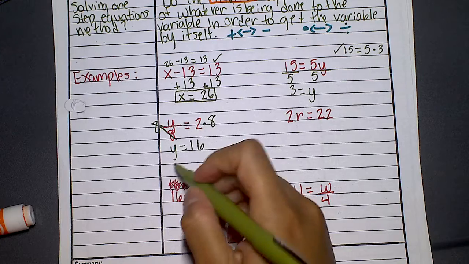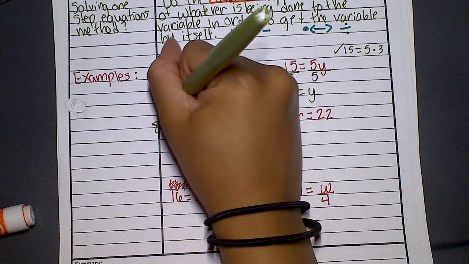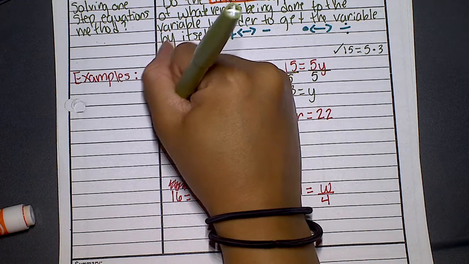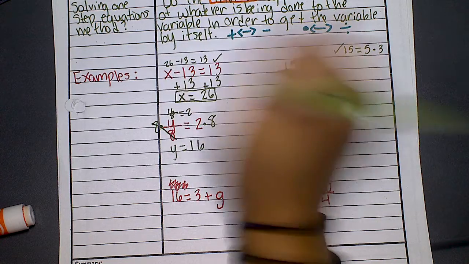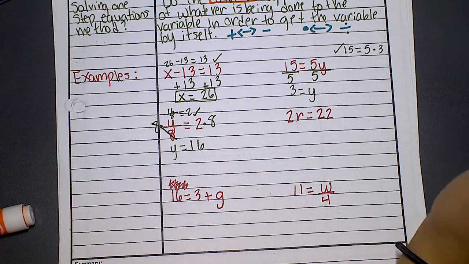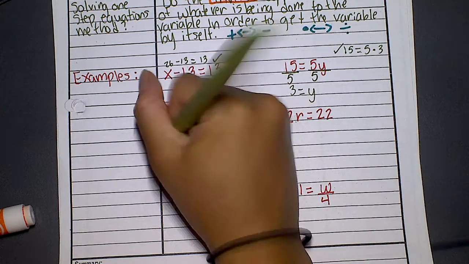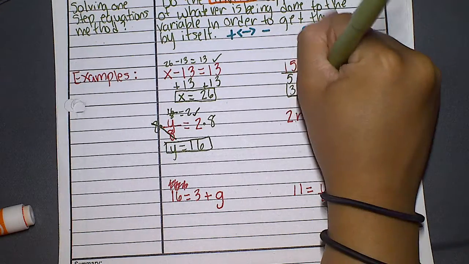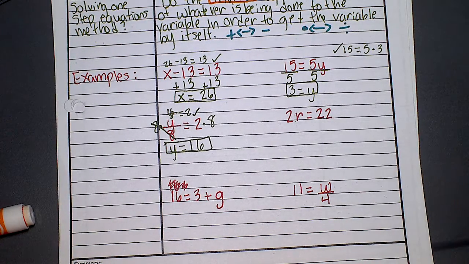And then to check the solution, we would see the 16 divided by 8, does that equal 2? And it does, so that's correct. So then our final solution would be y equals 16. Up here, yeah, that's our final answer.